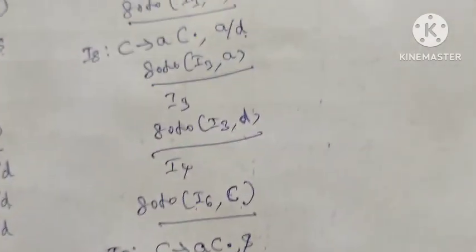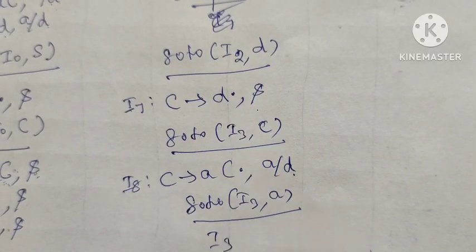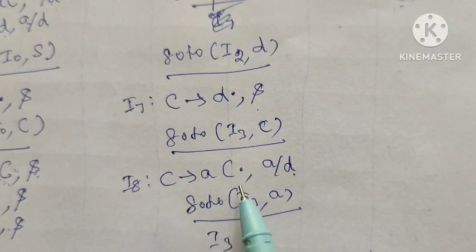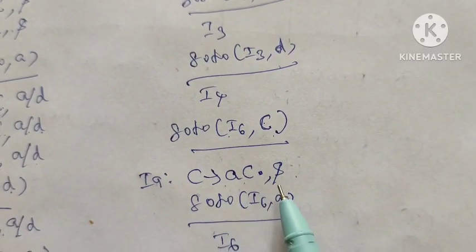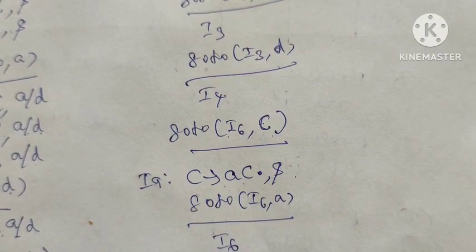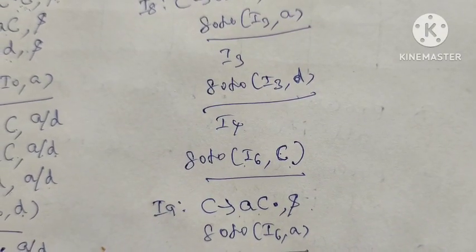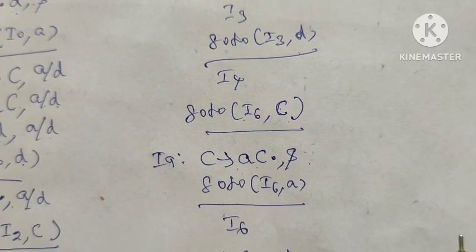Now we will come to I7. In I7 the dot is at the end, no need to process this. In I8 the dot is at the end, no need to process, and that's it. In I9 also we have the dot at the end, no need to process. So we have the canonical LR(1) items spanning from I0 to I9. So these are the item sets.